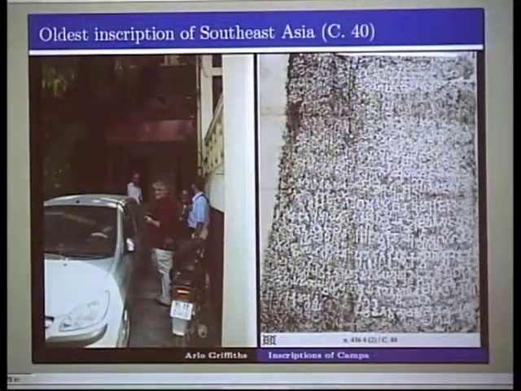The Champa corpus is rather smaller than, for example, the number of inscriptions from Cambodia, from Indonesia, but it's remarkable in at least two ways, namely that it contains the oldest inscription of Southeast Asia, the famous Võ Cạnh inscription.